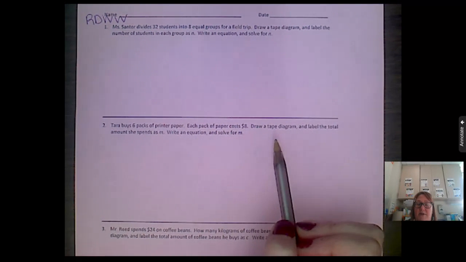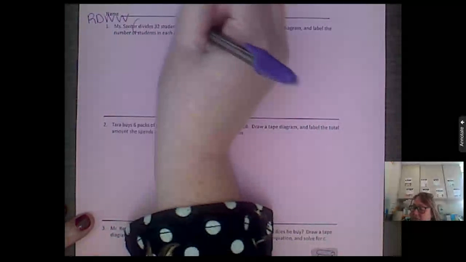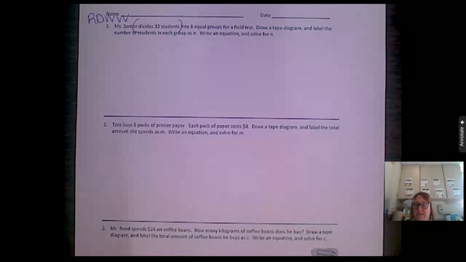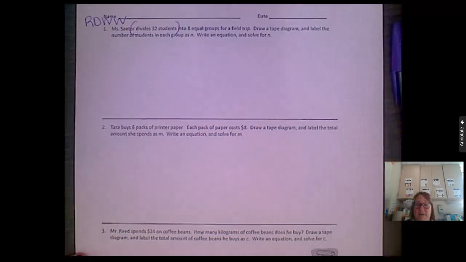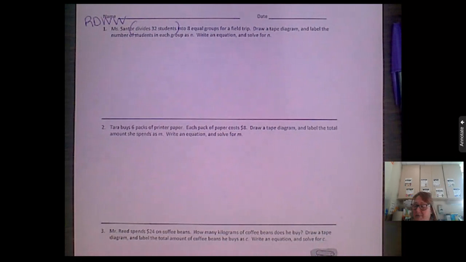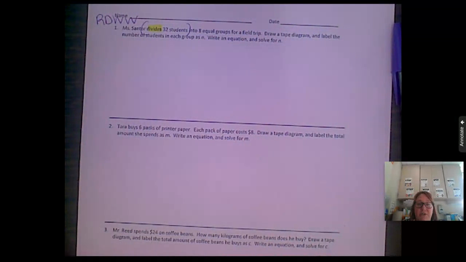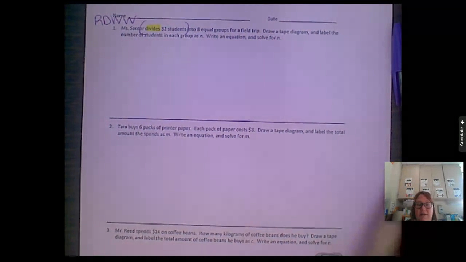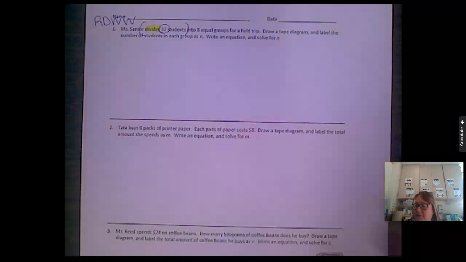All right, so I read it and I'm going to go back through it. I'm going to kind of pull it apart. So Mr. Santor divides 32 students. I'm going to just kind of bracket that so I can separate it. Divides is a clue word because that's already telling me what I'm going to do, right? So he divides 32 students. What would 32 represent? The total, right? So I'm going to circle 32.